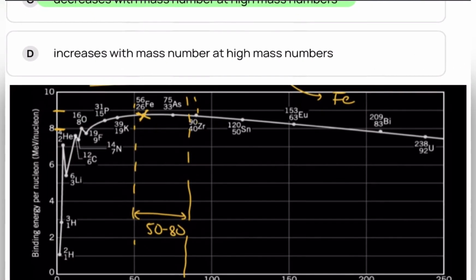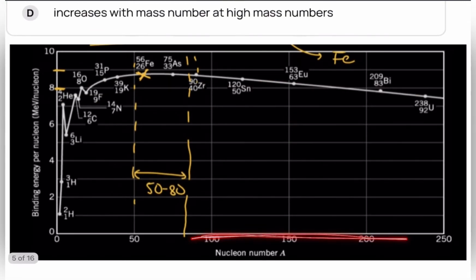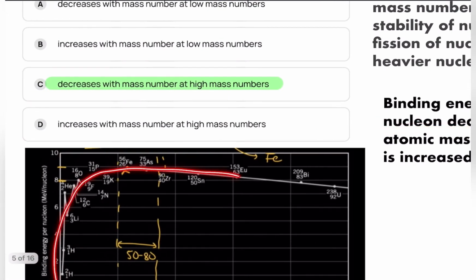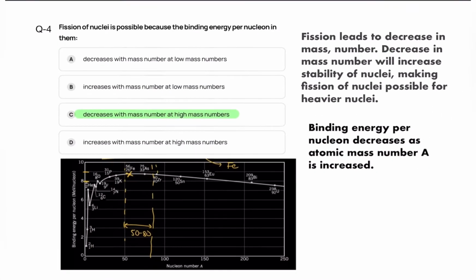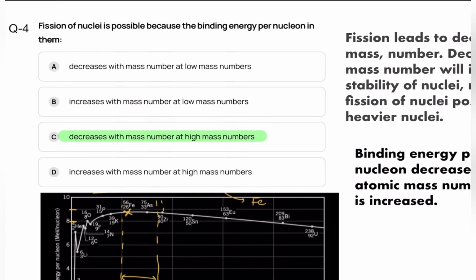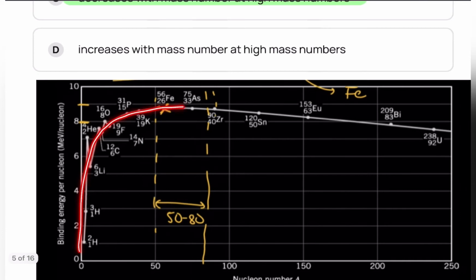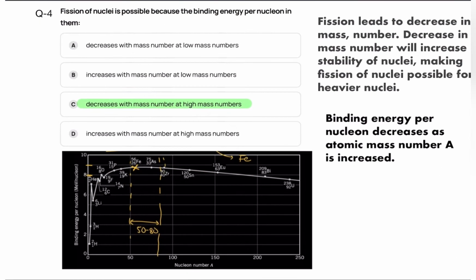See here, the binding energy per nucleon graph decreases as we increase the atomic mass number. So that's why the fission of nuclei is possible, because the binding energy per nucleon, represented on the y-axis, in mega electron volt per nucleon, decreases with the increase in mass number, that is A. As A is increased on the x-axis, the binding energy per nucleon tends to decrease. So option C is correct.